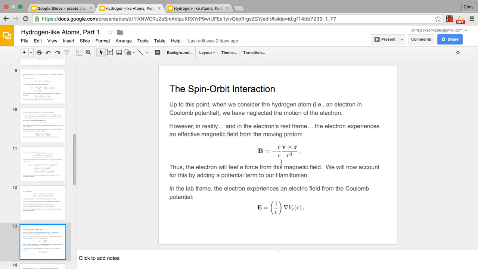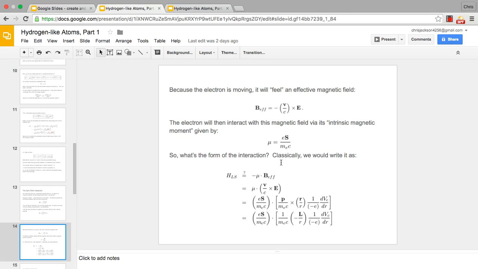Okay, so then the next thing we did was to talk about the spin-orbit interaction. And so this is a correction coming from the electron moving in the Coulomb field, and to the electron, it's actually the proton that's moving, and so the protons are charged, and so they're creating a magnetic field. And this kind of effective magnetic field is going to interact with the intrinsic spin or the intrinsic magnetic moment of the electron.